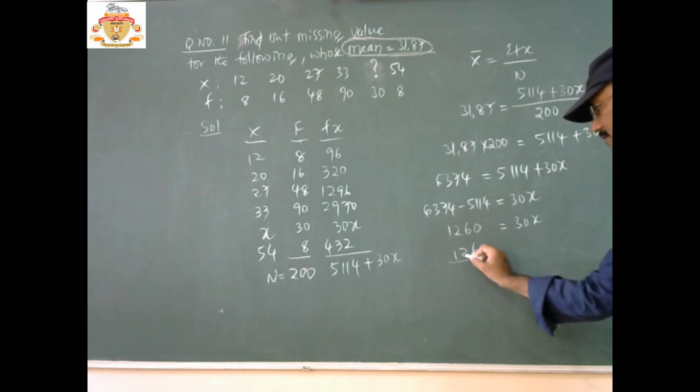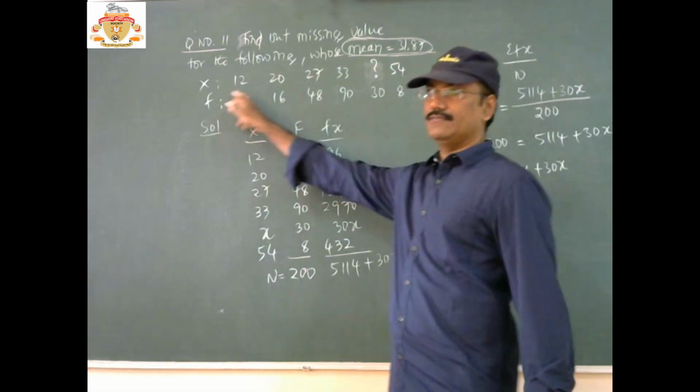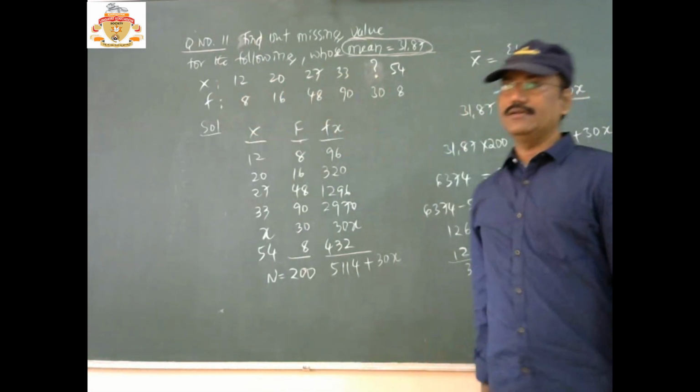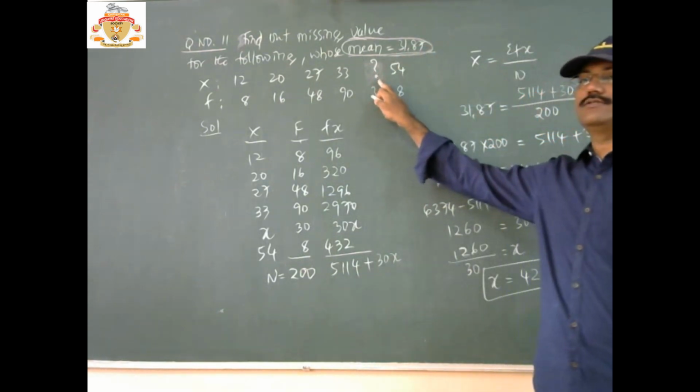1260 divided by 30 equal to x. Therefore x equal to, on the left hand side, 1260 divided by 30 equal to 42. So that missing variable is 42. So this was all about the solution if the variable is missing, if the x is missing, you have to find it like this, right? So what I am saying is, if the x is missing, you find it this way.